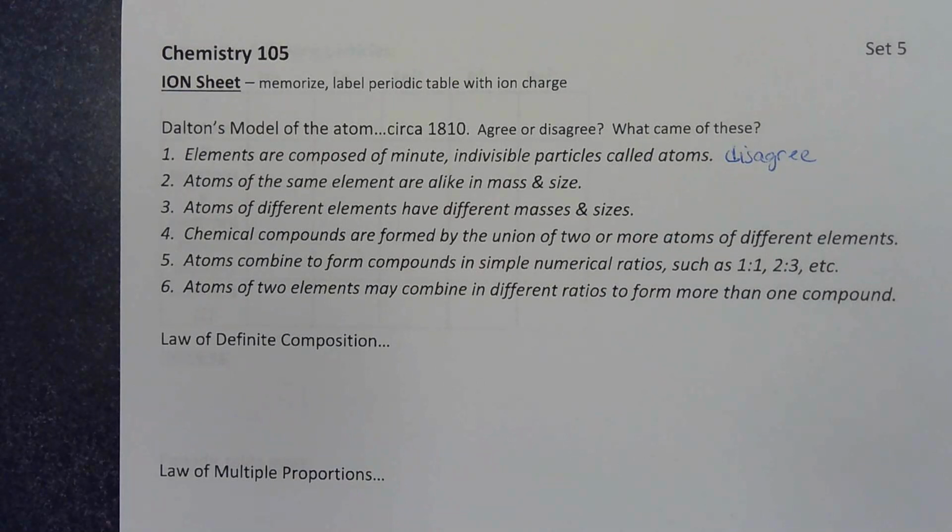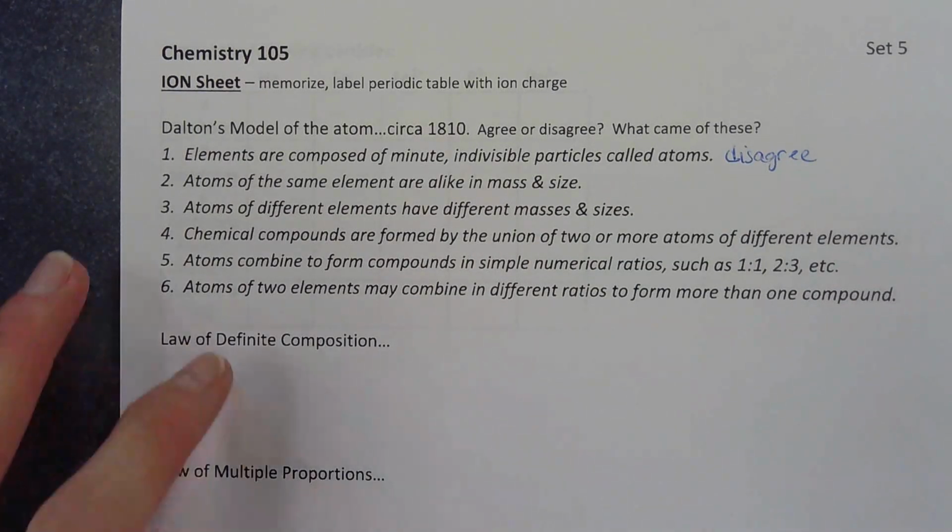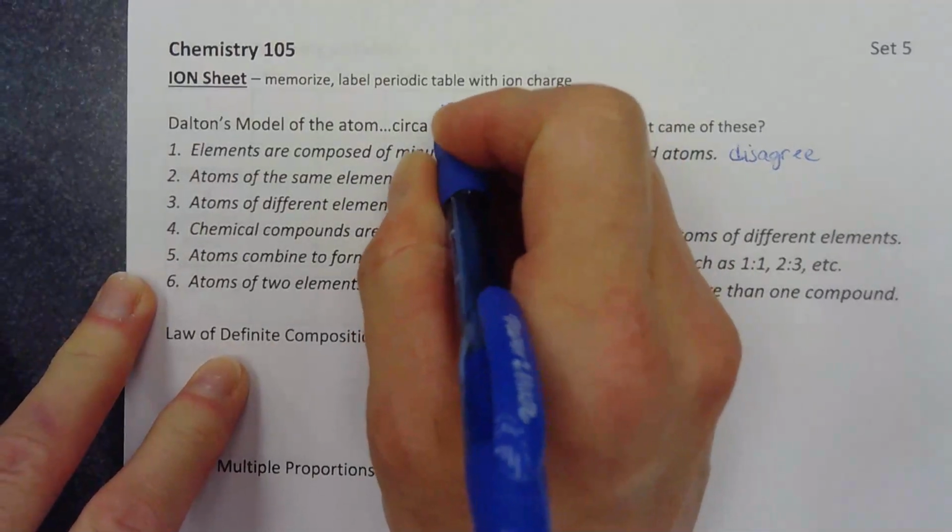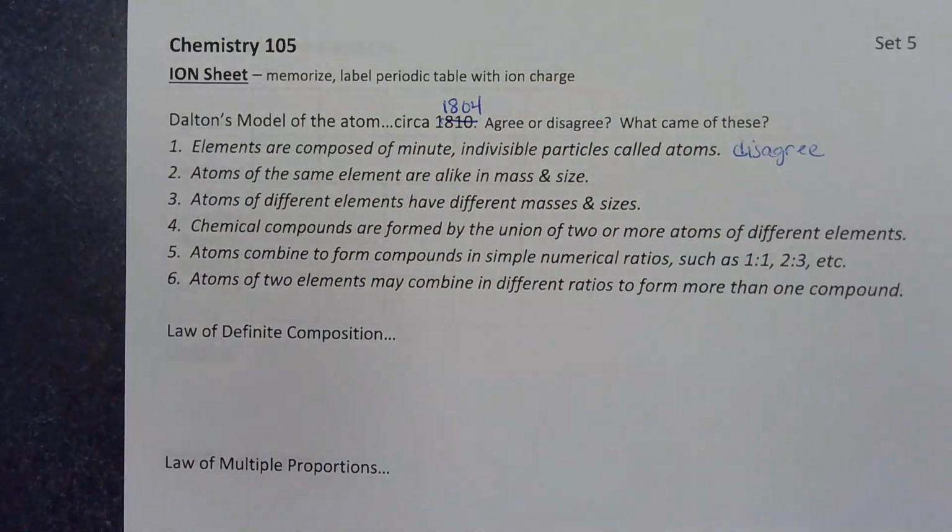All right? Atoms of the same element are alike in mass and size. And actually, I see a correction in my notes. I have here in my notes that this was actually 1804, not 1810. Not that that matters to you, but 220 years ago. Pretty impressive, honestly. Isn't that pretty amazing?